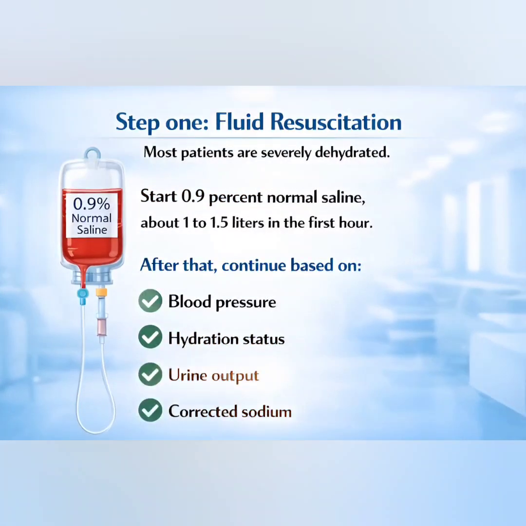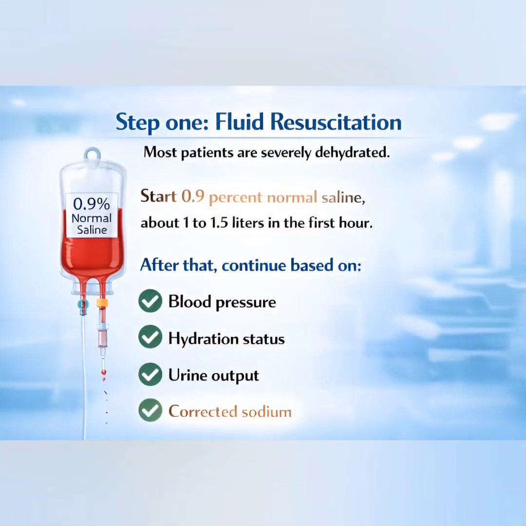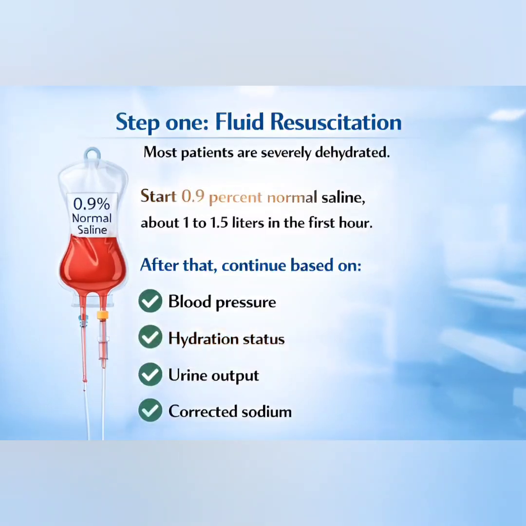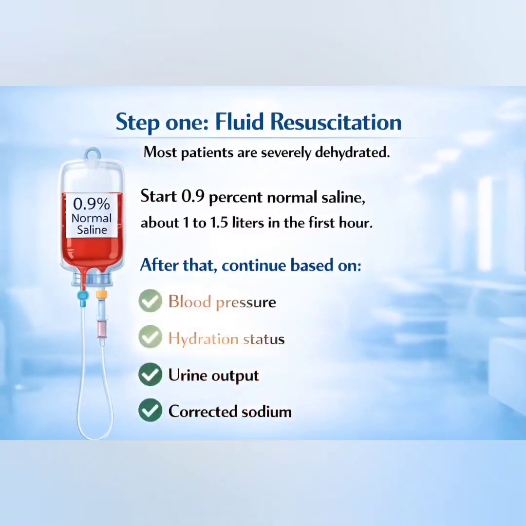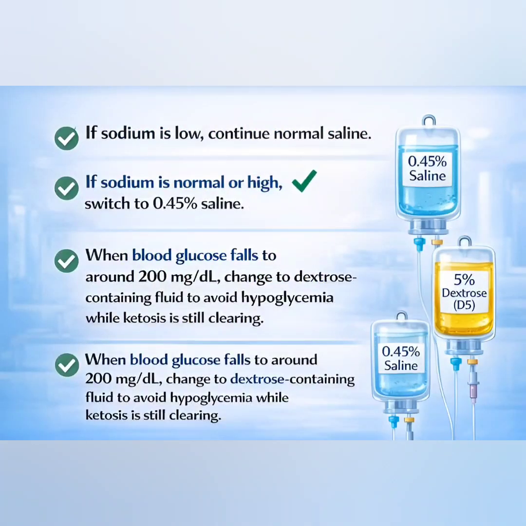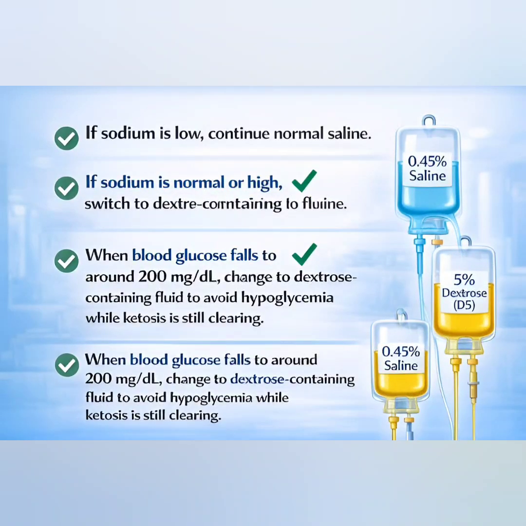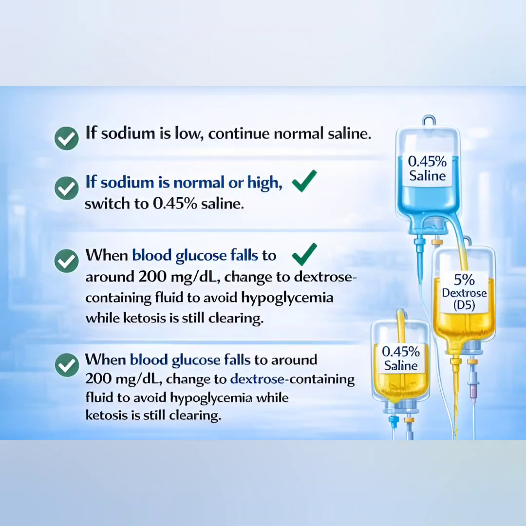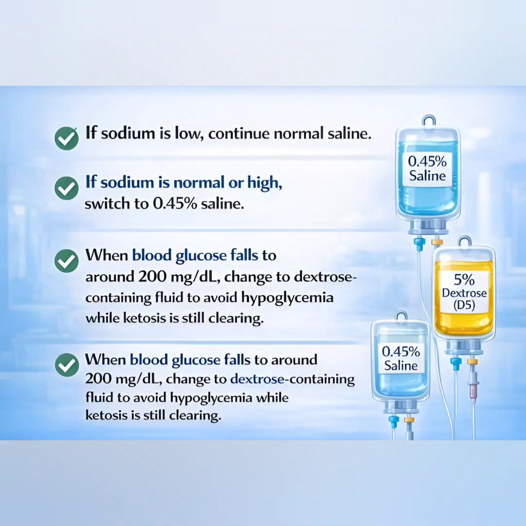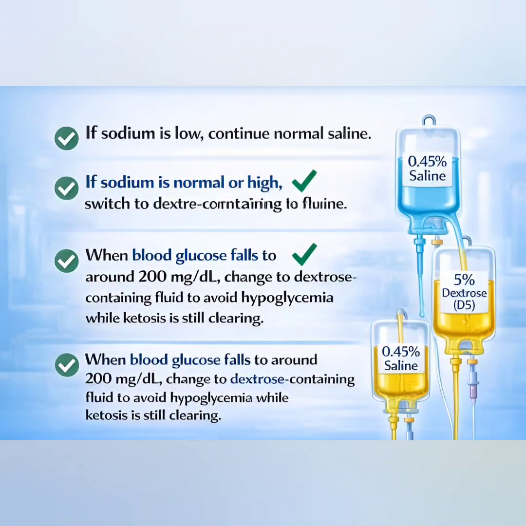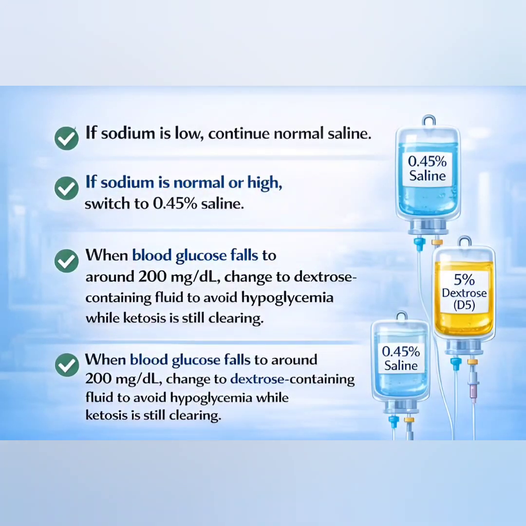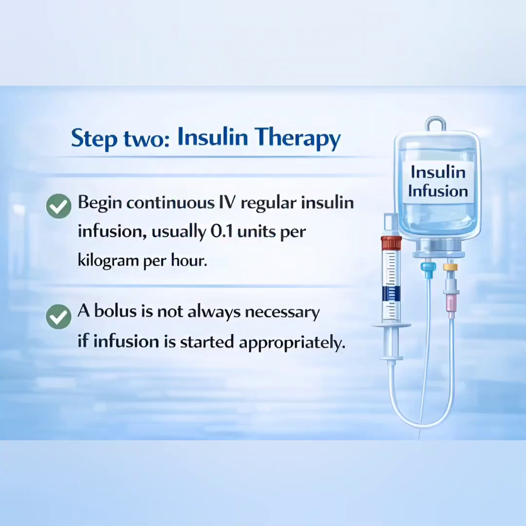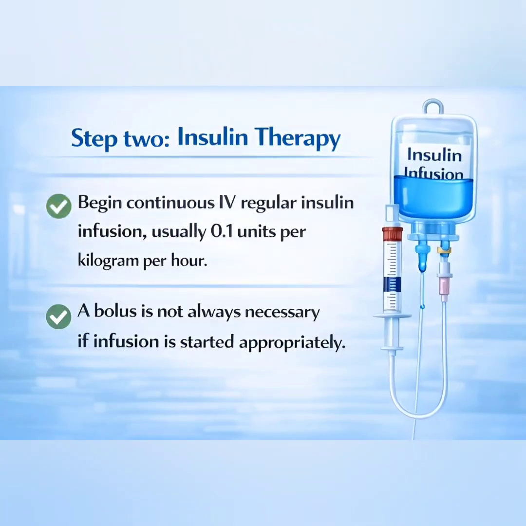After that, continue fluids based on blood pressure, hydration status, urine output, and corrected sodium. If sodium is low, continue normal saline. If sodium is normal or high, switch to 0.45% saline. When blood glucose falls to around 200 milligrams per deciliter, change to dextrose-containing fluid to avoid hypoglycemia while ketosis is still clearing. Step 2 is insulin therapy.